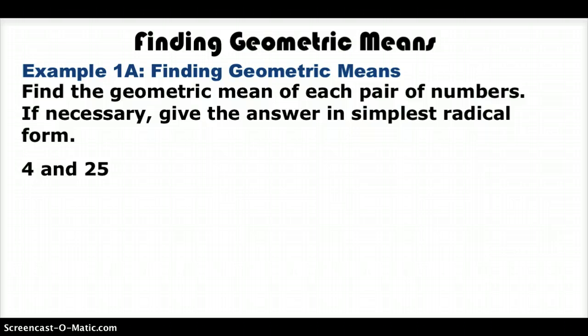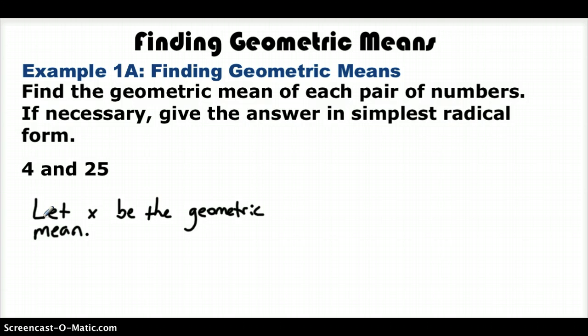Okay, so the first thing that we're going to do here, I'm just going to write down that we are going to let x be the geometric mean. So if we wanted to set this up as a proportion as we did before, we could really just set this up as these two ratios that are equal to each other, but we're just going to let x be those means, and we're going to let 4 and 25 be those extremes.